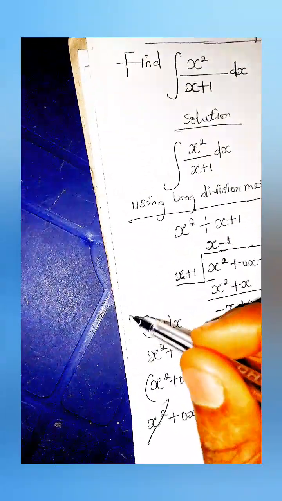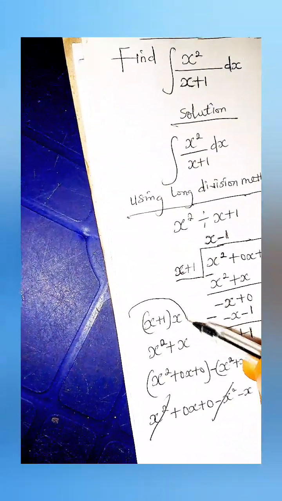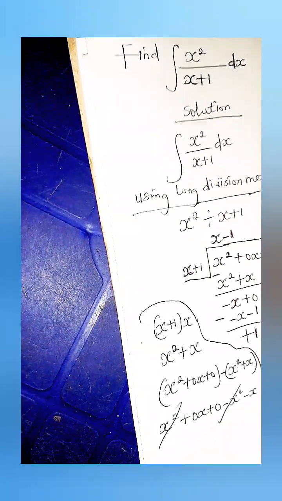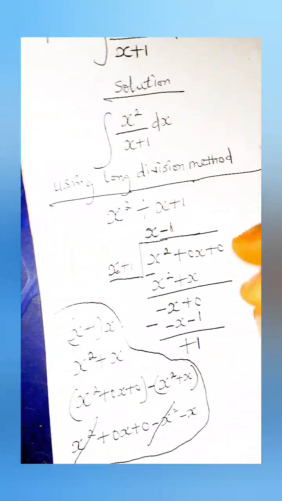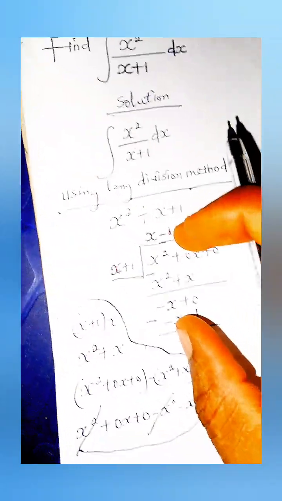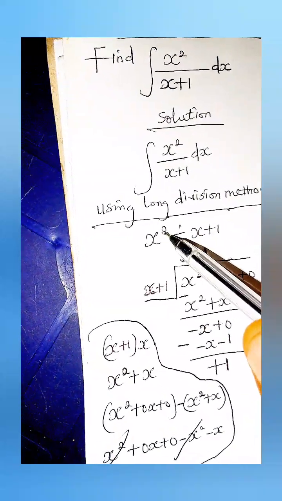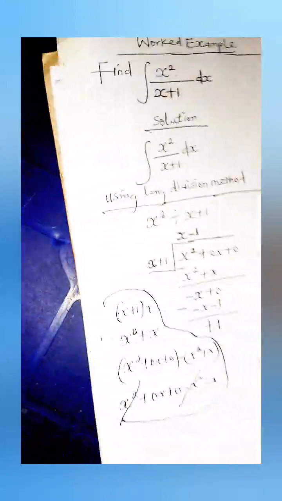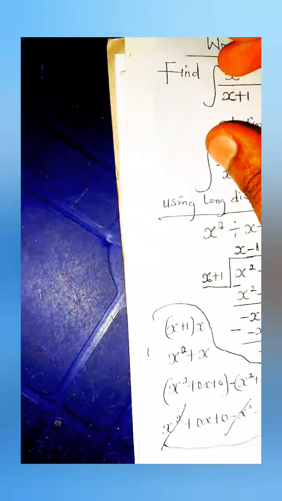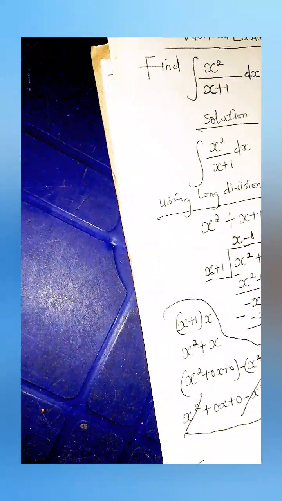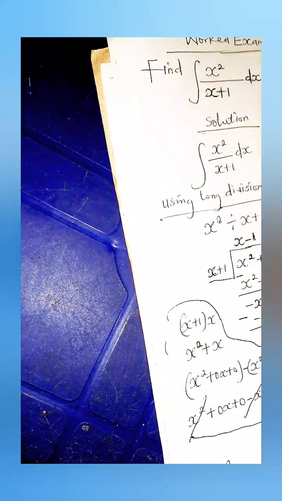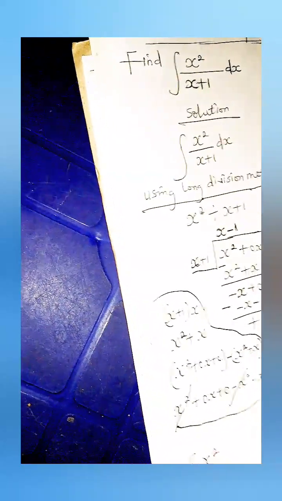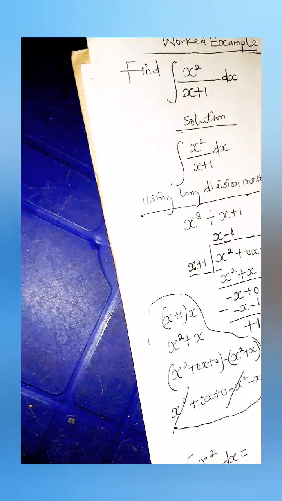Let me just separate this out. I only use this to explain. My main focus is here. So using long division method, we use s plus 1 to divide s squared. This is what we got, such that this integration here will now be the integral of s squared over s plus 1. It will now be in this form.